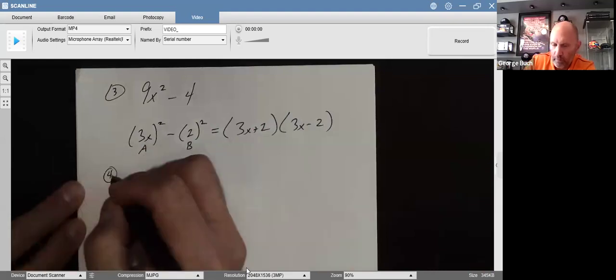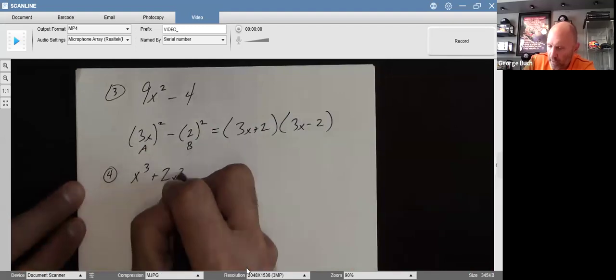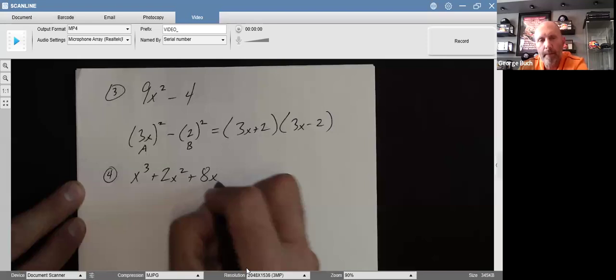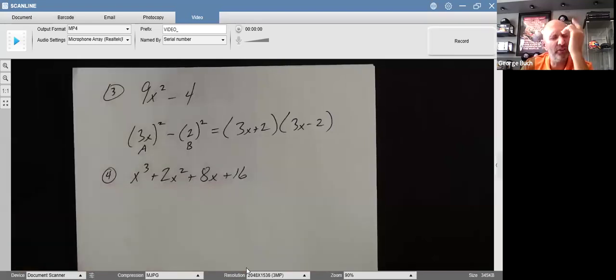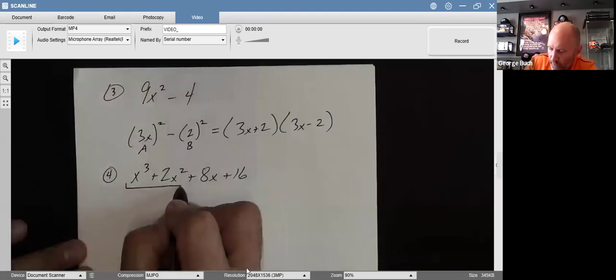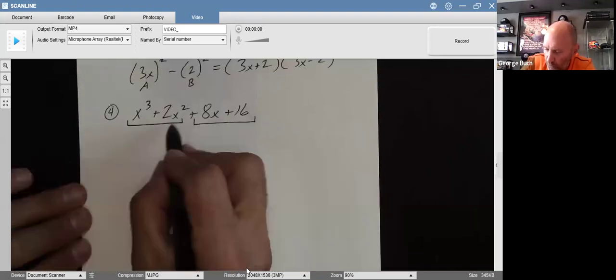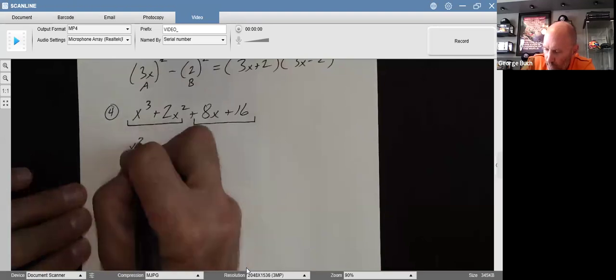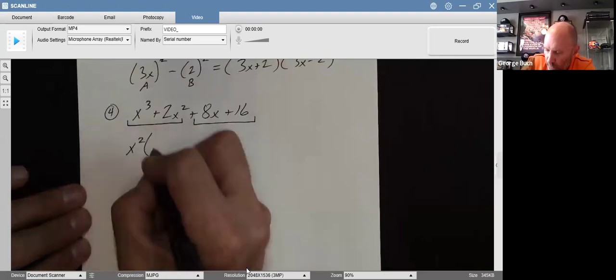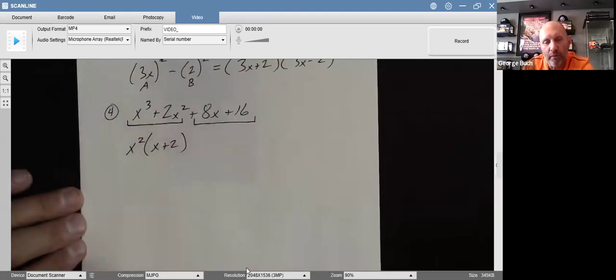Number 4, x to the third plus 2x squared plus 8x plus 16. Wait a minute. 4 terms. I know he told us something about 4 terms. Factor by grouping. So what do I do? I group the first 2 together. I group the second 2 together. And now I look for common factors. What can I take out of these first 2 terms? Well, I can take out an x squared. So when I do that, what am I left with? X plus 2. Now, here's the nice thing about factor by grouping.